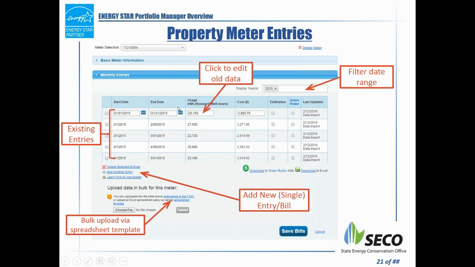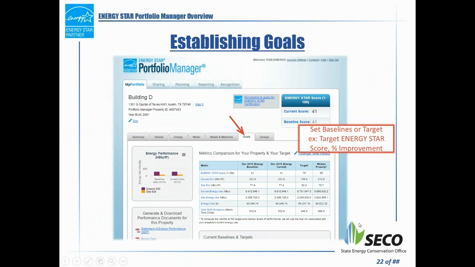Okay, so I think that covers the meters. We'll go into establishing the goals. This is back on the main property tab, where you have summaries, details, energy. Now we're going to focus on goals. You can set your baselines here, and you can set your target, and the target goals can be different things.